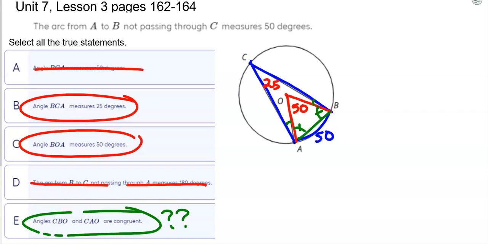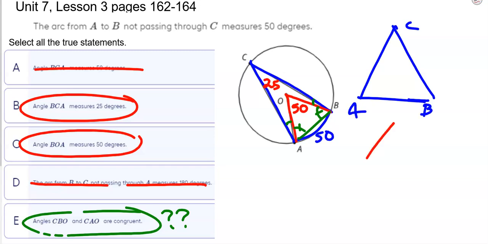So I want to come back to the problem we're working on. At the end of the video, I was talking about the fact that a lot of this depends on what kind of triangle we have. This is CAB, and we have a small triangle, AOB.